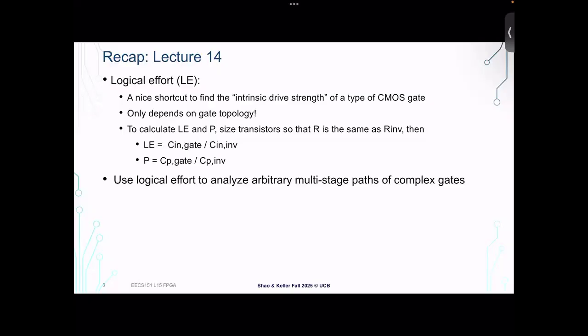And we showed the steps to calculate logical effort and the parasitic factor P, right? We size the transistors so that R matches the unit inverter as we just did in the example. And then we calculate the ratio of the capacitances to find LE and P. And then toward the end of the lecture, we showed how we could use logical effort to analyze arbitrary multi-stage paths of complex gates.